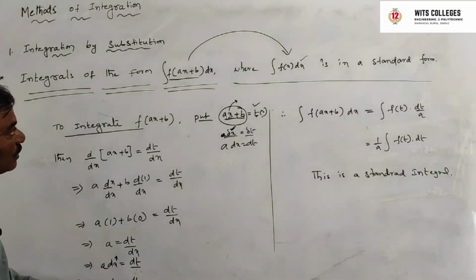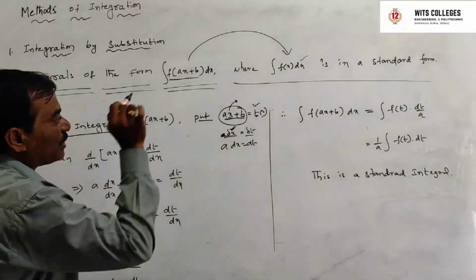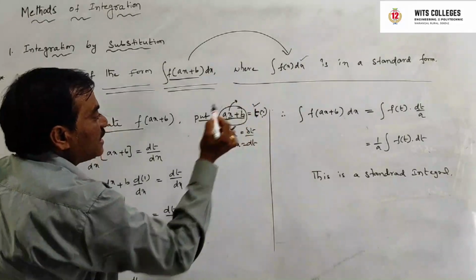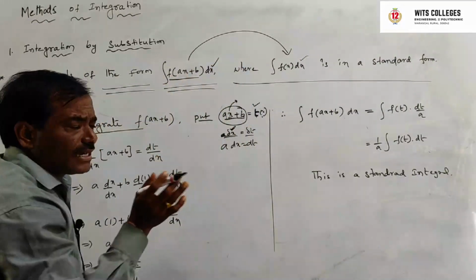So therefore, in the given integration, if we put ax plus b equal to t, here we change the variable.